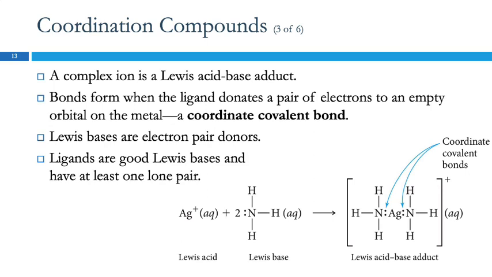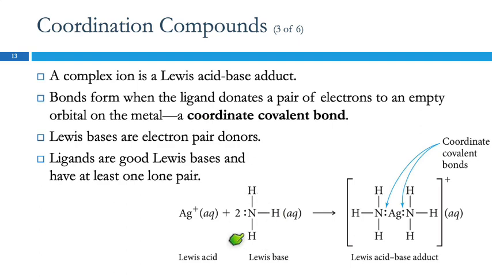So a complex ion really is a Lewis acid-base adduct. The ligand has a pair of electrons that it's going to donate to an empty d orbital on the metal. This is called a coordinate covalent bond because one of the bonding species is providing both of the electrons. Usually in a covalent bond, we've got one electron from each atom, and they're sharing them together, and that's the covalent bond. But here, both of the electrons are coming from one.